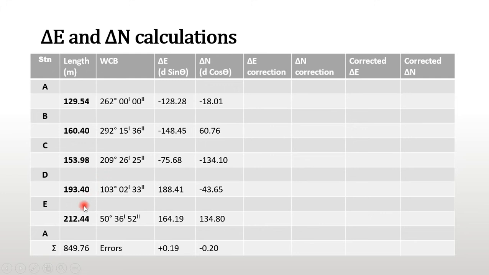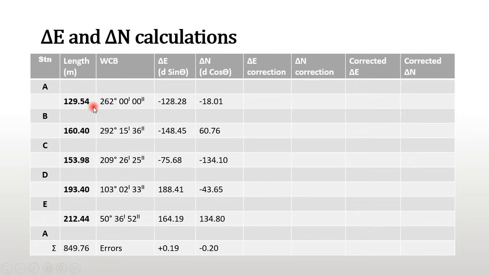The same would apply to the distance EA. So for change in eastings, you say 212.44, then you multiply by sine 50 degrees 36 minutes 52 seconds, and the answer will be 154.19. But if you want to determine the change in northings, then it's supposed to be 212.44 times cos 50 degrees 36 minutes and 52 seconds. Then the answer, to two decimal places, should be 134.80.